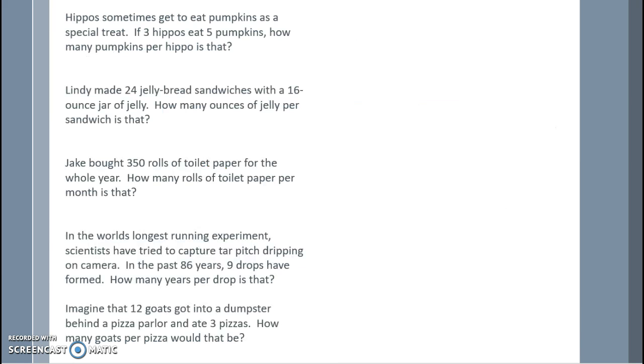Here are some questions. Hippos sometimes get to eat pumpkins as a special treat. If 3 hippos eat 5 pumpkins, how many pumpkins per hippo is that? Well, we're comparing pumpkins to hippos. Well, 5 to 3 is the ratio. Therefore, each particular hippo will get 5/3 of a pumpkin. Or we could say each hippo gets 1 2/3 of a pumpkin.